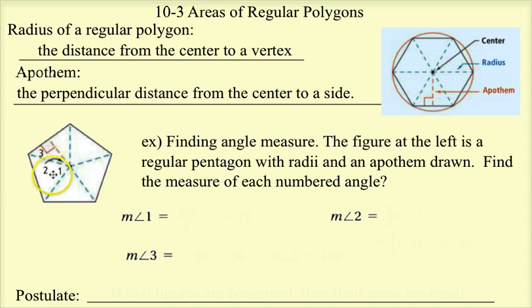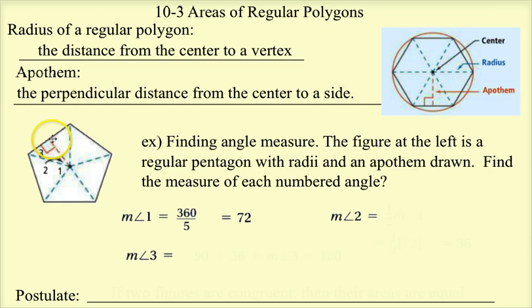Think about a full circle. A full circle is 360 degrees. Well, the radii have now divided this pentagon into 5 sections. So if I take 360 and divide it by 5, that gives me the angle measure for angle 1 and for each of these sections right here. 360 divided by 5 gives me 72. That's angle 1. If you ever want to find the angle right here where all the radii meet, you just take 360 divided by how many sides the polygon has.